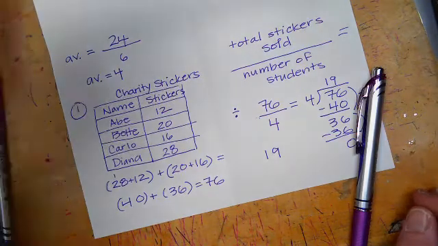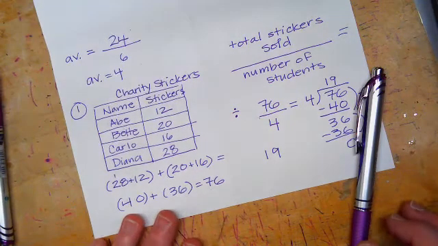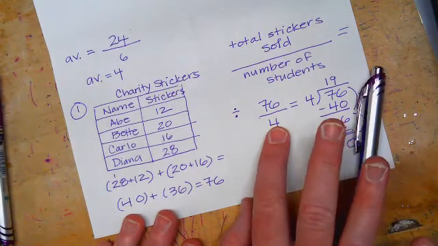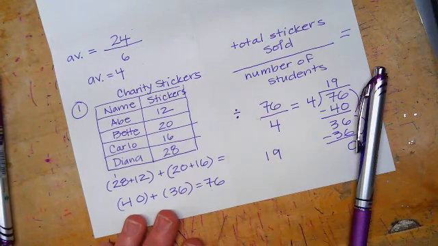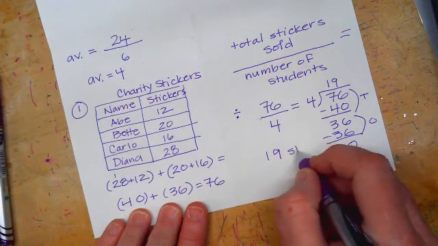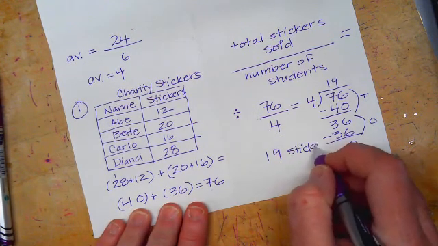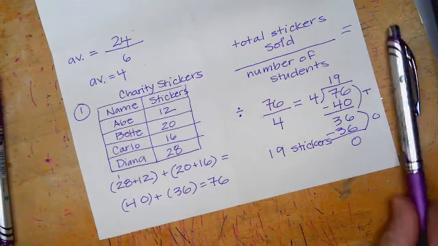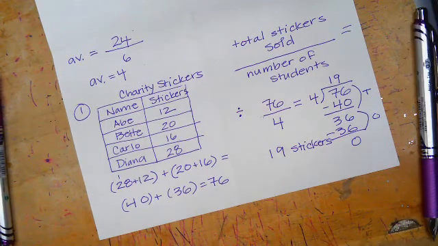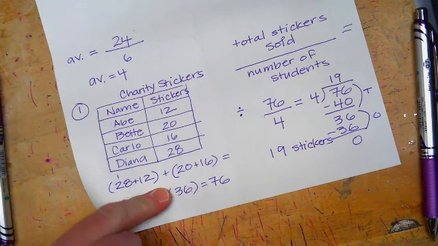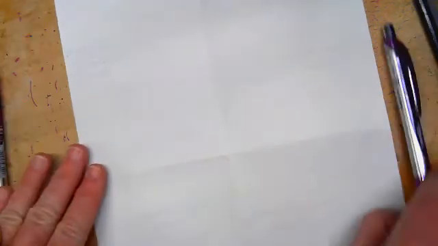And if we wanted to check our work using little blocks, we could. If you wanted to count out 76 blocks, you could. And we've just divided the blocks into 4 groups, and we get 19 stickers. Each person would have 19 stickers. Would have sold 19. Okay?